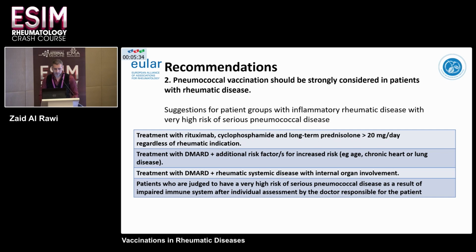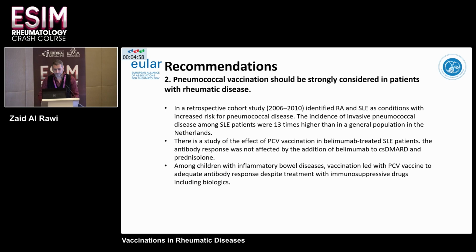In our patients, I give an example, a suggestion for patient groups with inflammatory disease and very high risk. For example, treatment with rituximab, cyclophosphamide, and long-term prednisolone, regardless of the rheumatic condition. Treatment with DMARD and an additional risk factor, such as age, heart failure, or lung disease, is making it very high risk. Treatment with DMARD with a systemic organ involvement is a very high risk. And then patients who are judged to have a very high risk for serious pneumococcal infection as a result of an impaired immune system after individual assessment by the doctor. This is very rare, but we tend to face it also.